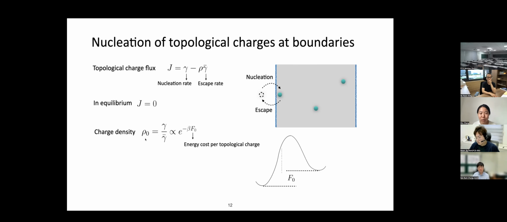On the other hand, we also know that the equilibrium charge density is given by the Boltzmann factor, exponential of minus beta times the energy cost per topological charge. And you can imagine, in reaction theory with an energy barrier, the difference between the final state and the initial state is the energy cost for injecting one topological charge.